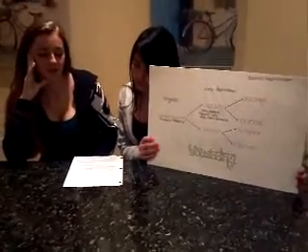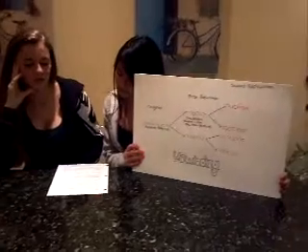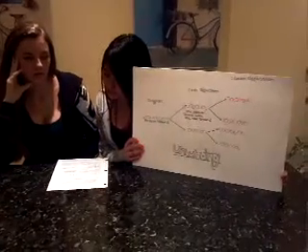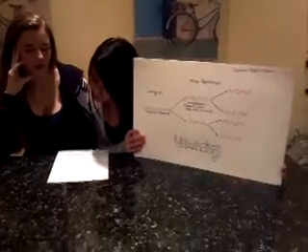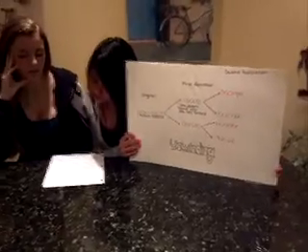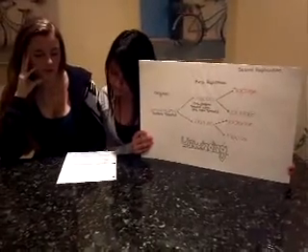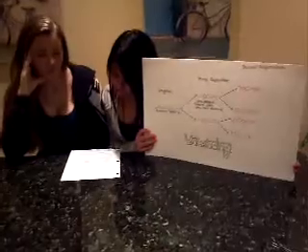DNA replication occurs in 3 steps: unwinding, base pairing, and joining. In unwinding, the enzyme DNA helicase unwinds and unzips the double helix.